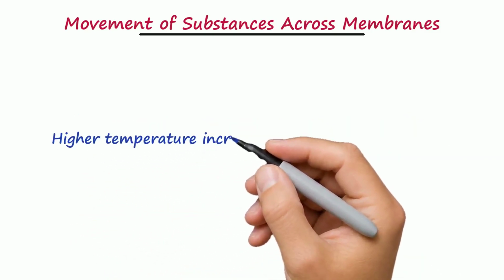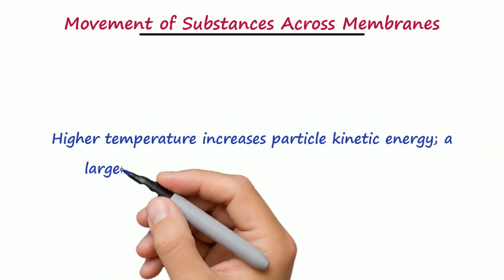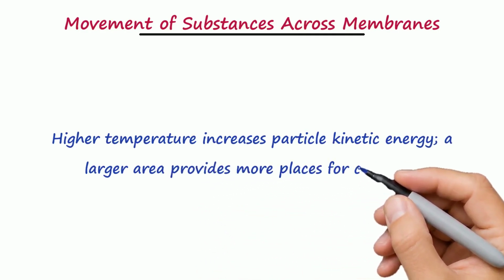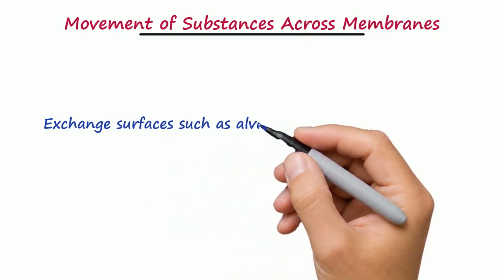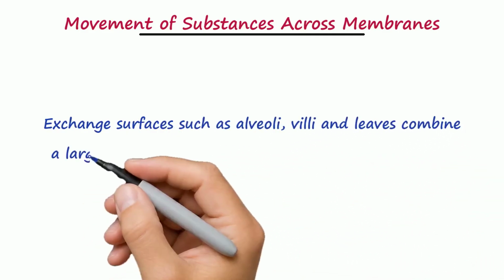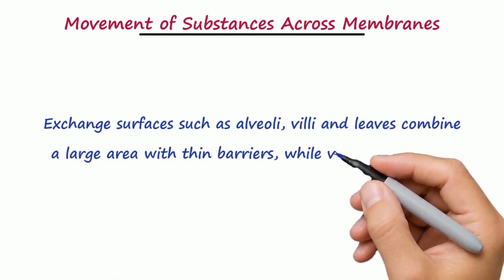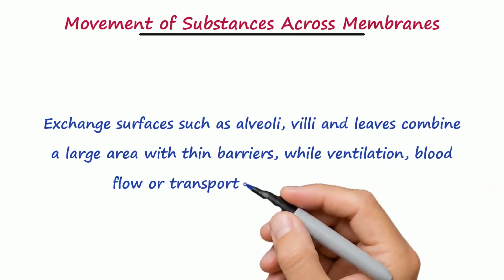Higher temperature increases particle kinetic energy, and a larger area provides more places for crossings. Exchange surfaces such as alveoli, villi and leaves combine a large area with thin barriers, while ventilation, blood flow or transport maintains gradients.